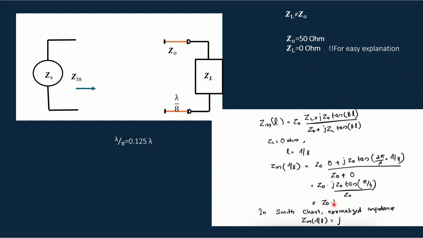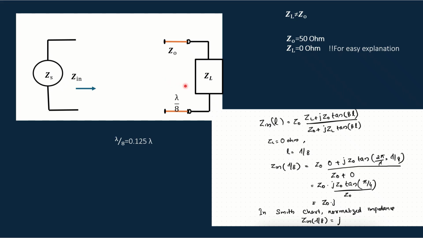So this is the input impedance that is seen in this system. In this Smith chart, we are always seeing the normalized impedance. So I am just normalizing this value to see what will be the impedance seen by the system. That means the input impedance seen by the system is just j. j means 1j, or it is an inductor.